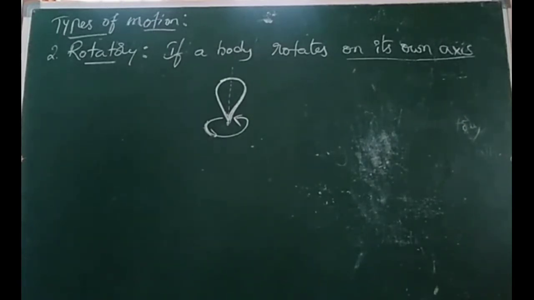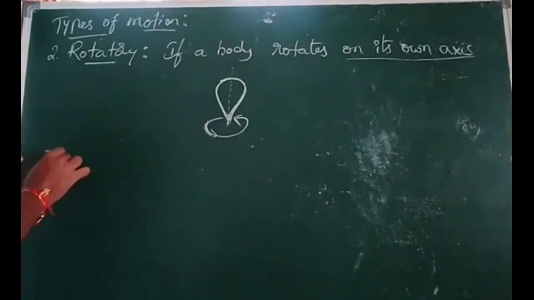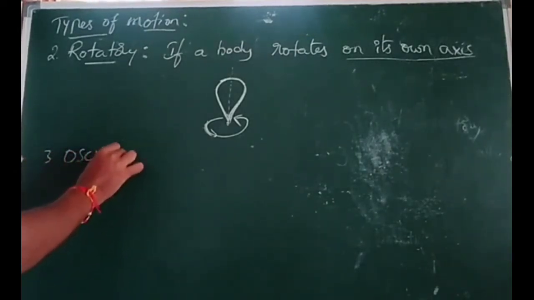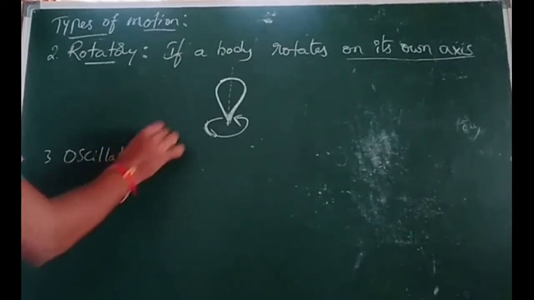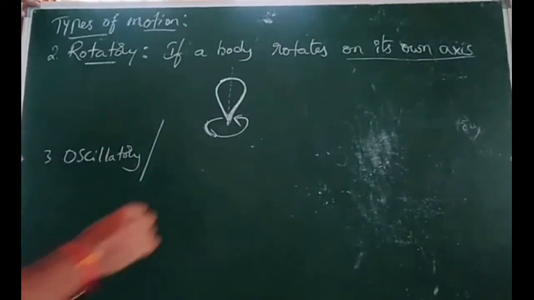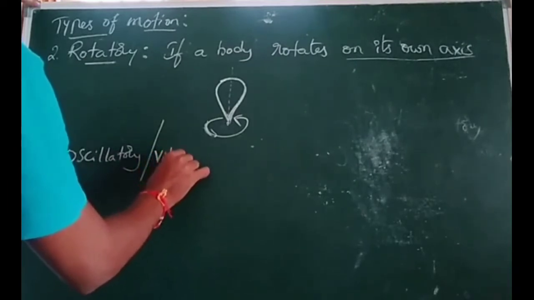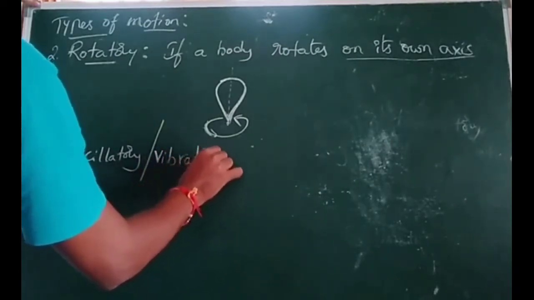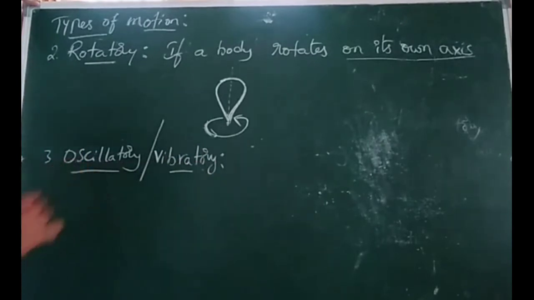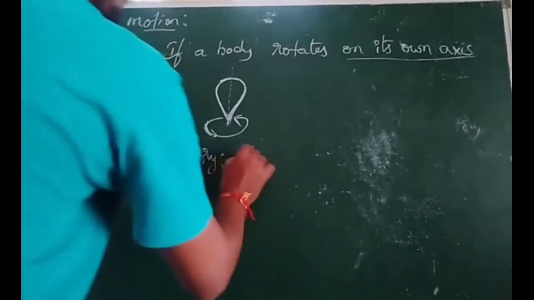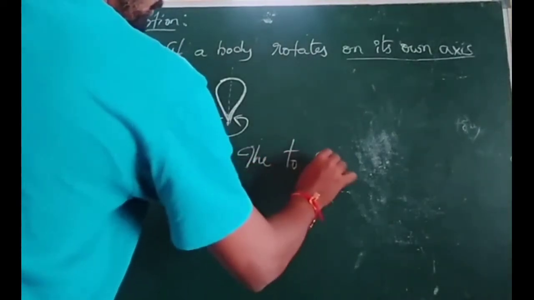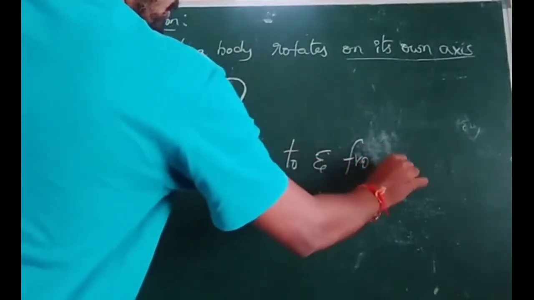Okay. Next one is oscillatory motion. This oscillatory motion is also known as vibratory motion. Here it is the to and fro motion of an object.